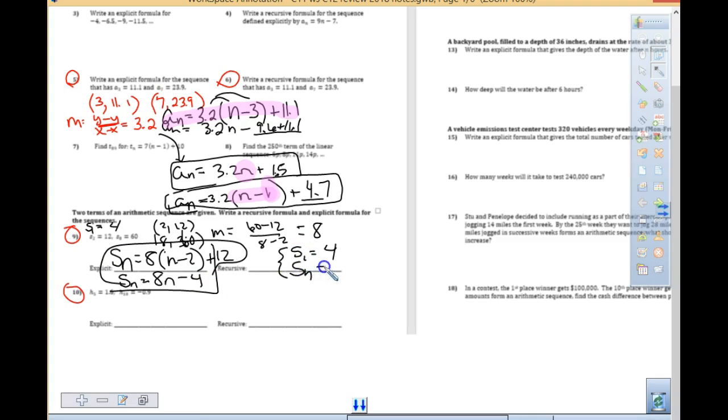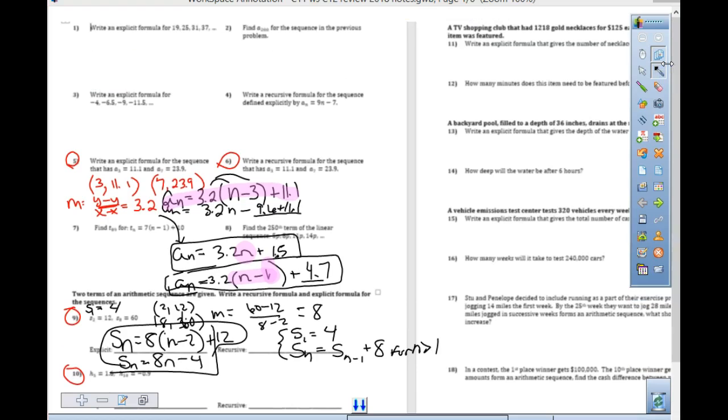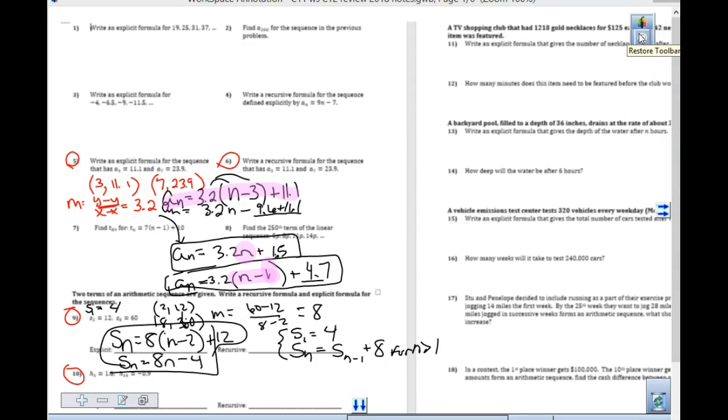My rule is that we are doing what? S sub n equals S sub n minus 1, with S sub 1 equal to 4, and we are adding 8 for n greater than 1. So on the test, I'm going to be asking you to do both, okay? And then I might give you a sequence and ask you to write one or the other, like some of the ones over here.